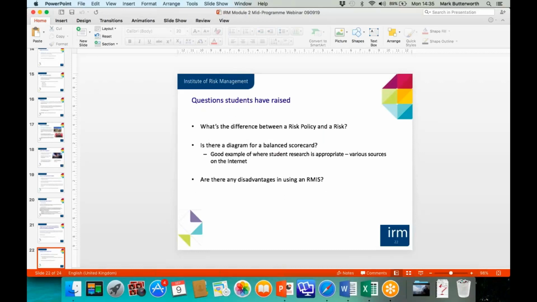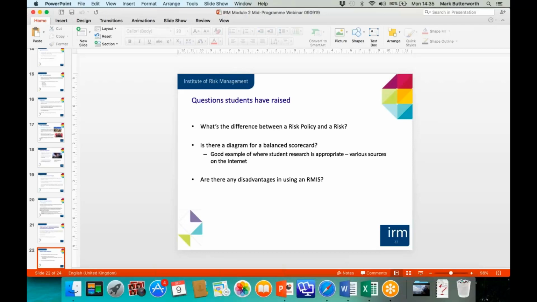In previous years, using the LinkedIn forum, these are some of the questions that students have raised. I'm not going to dissect them here. I'm just giving you examples of how helpful the LinkedIn group is. What's the difference between a risk policy and a risk? I got a few comments. And there's a question: is there a diagram for a balanced scorecard?